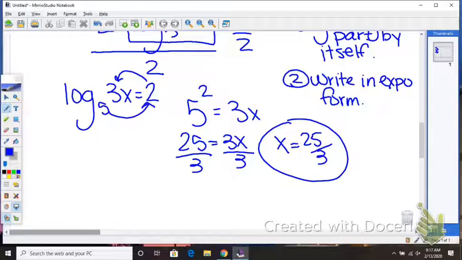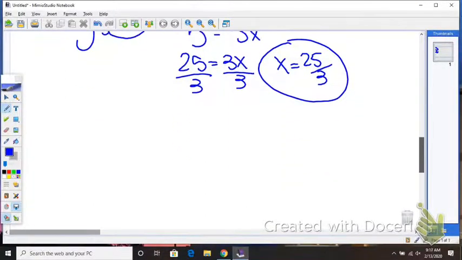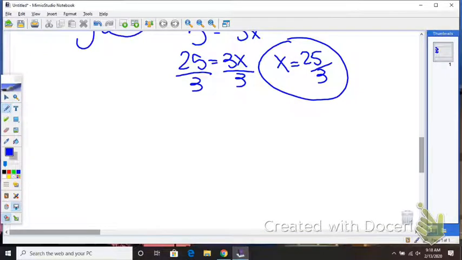Let me show you one more with a natural log, and then I will give you the homework. So get the log part by itself, write in exponential form, solve for x. Now remember, natural log is log base what? E. So natural log equals log base e. So anytime we see natural log, this is what we're thinking, or we're changing it to that, so we can see what the base of the log should be.